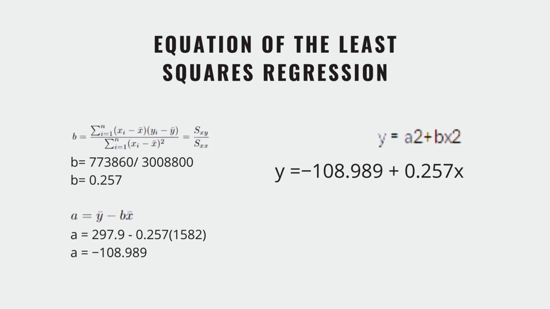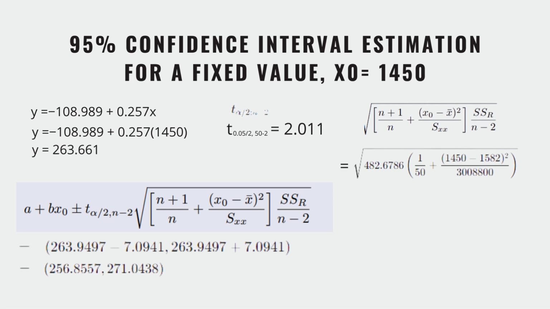108.98 plus 0.25 times X, and this means that on average for each additional square foot the price of the house increases by $0.25 thousand. We perform a hypothesis test to estimate the 95% confidence interval for the size of the house.